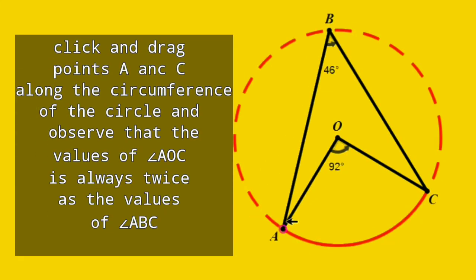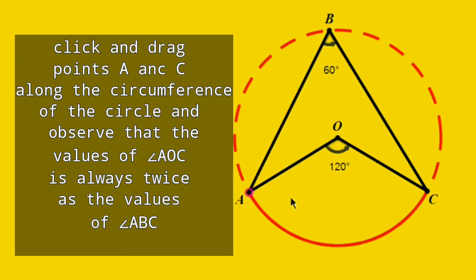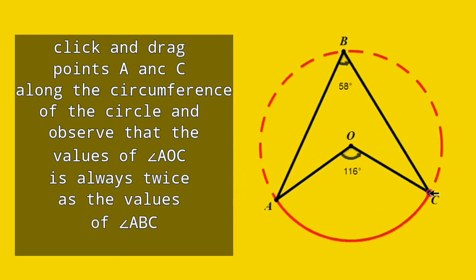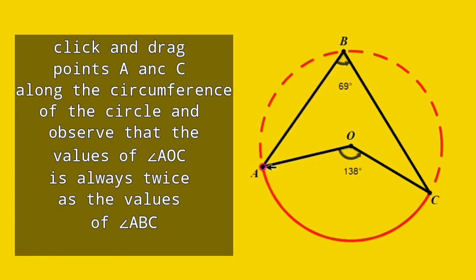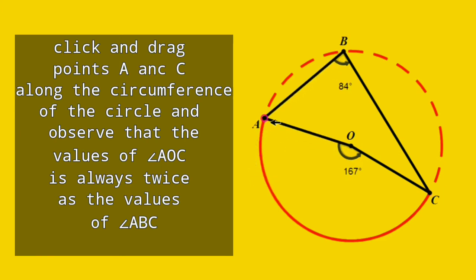Now let's try to click and drag points A and C along the circumference of the circle, and observe that the values of angle AOC is always twice the values of angle ABC.